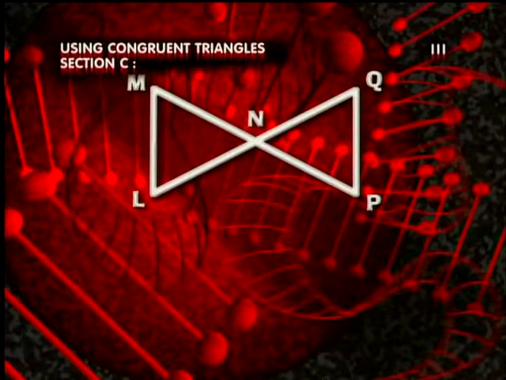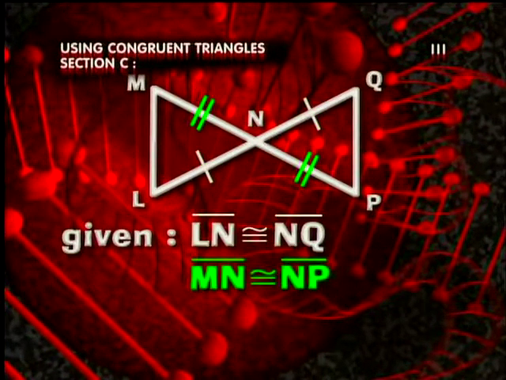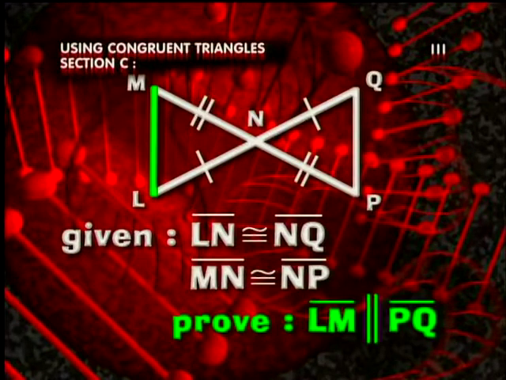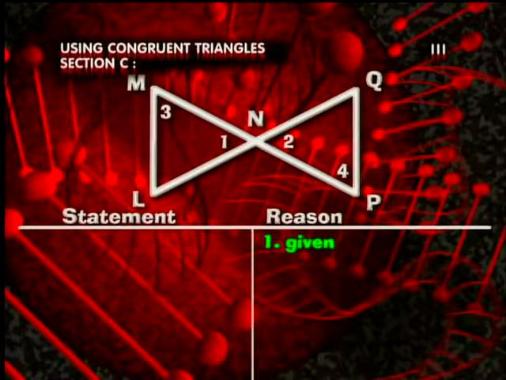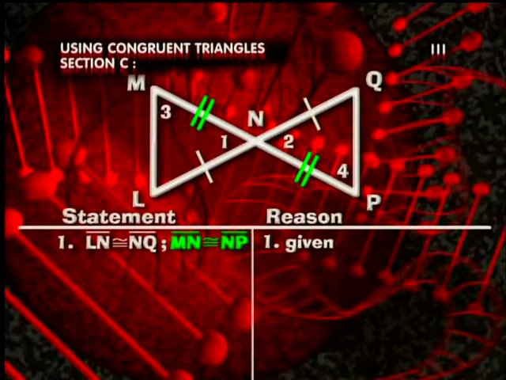Here's our pair of triangles. Given that LN is congruent to NQ and MN is congruent to NP, we'll prove that LM is parallel to PQ. First, we'll state our given information. LN is congruent to NQ, and MN is congruent to NP.